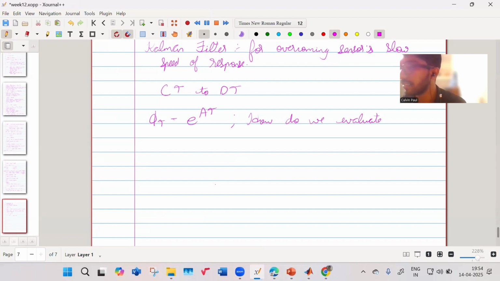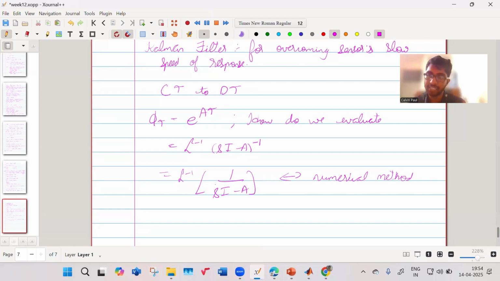So this is actually the Laplace inverse of (sI minus A) inverse, or that is the Laplace inverse of 1 upon sI minus A. So this is your numerical method, or the calculation method. In the exam, you will not have any software. You will not have MATLAB to save you. You have to do it.